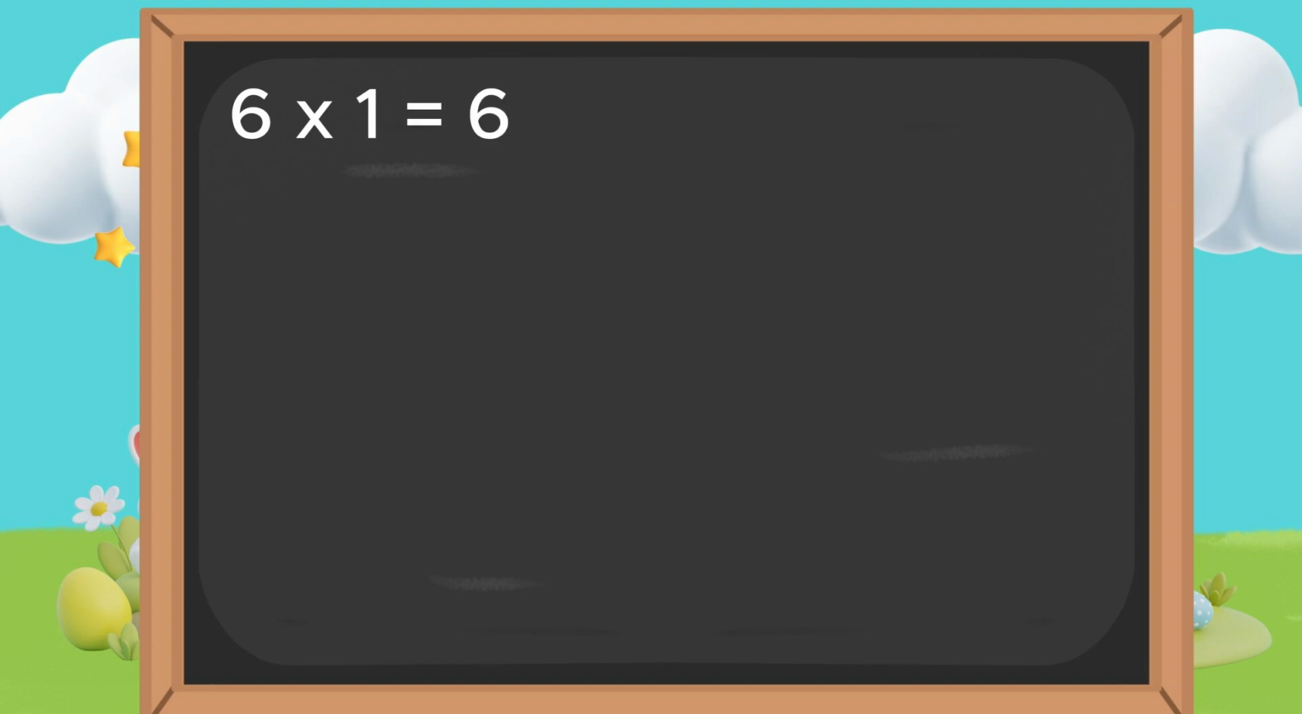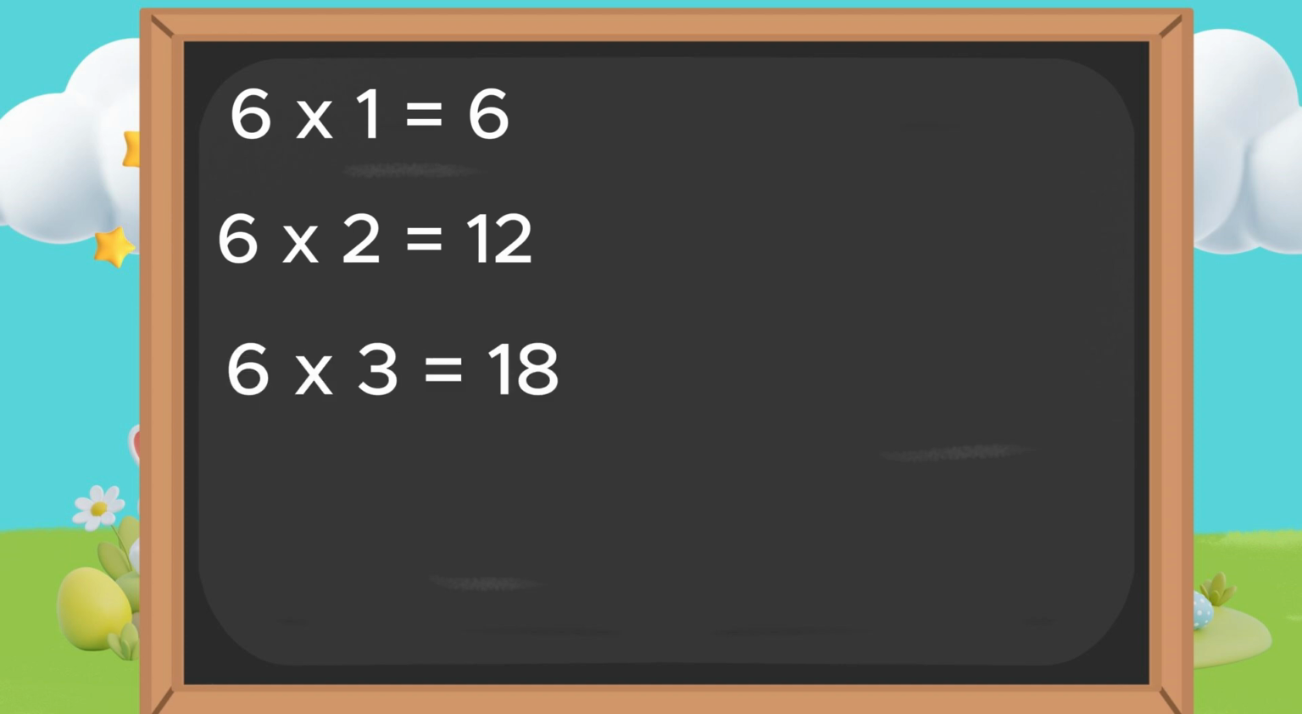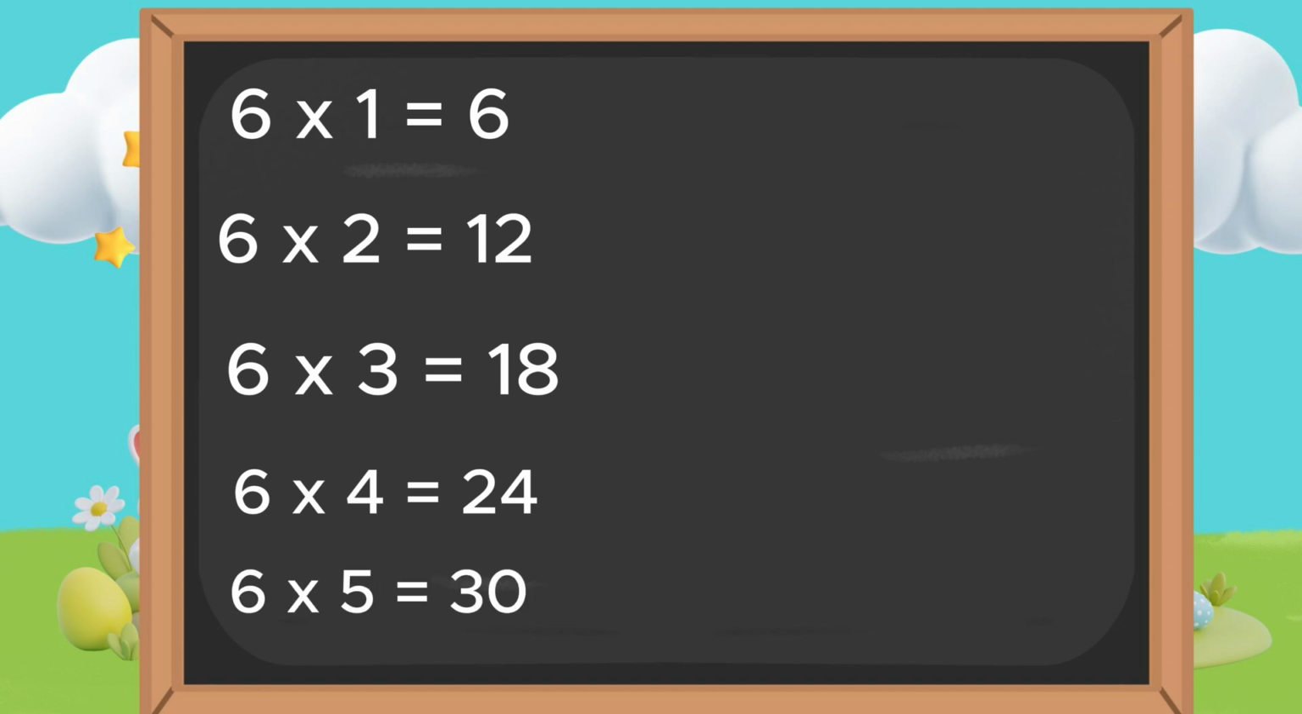6 ones are 6. 6 twos are 12. 6 threes are 18. 6 fours are 24. 6 fives are 30.